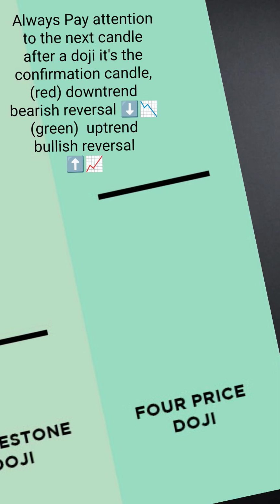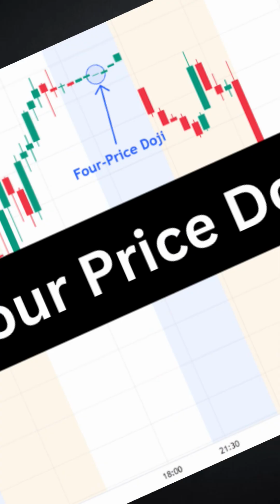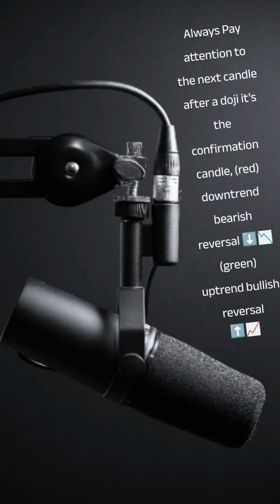Open, high, low, and close were all the same. It means absolutely nothing happened. You'll see it in slow, low-volume moments when the market's basically asleep. Bottom line, dojis are like a yellow light at an intersection. Not a signal to go, not a signal to stop, but definitely a signal to pay attention to what comes next.